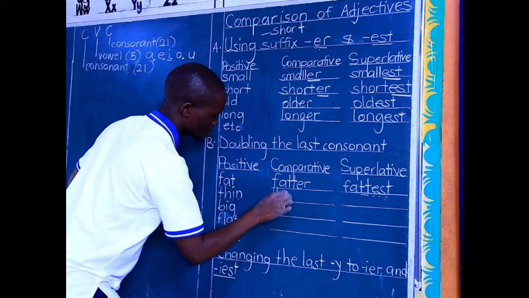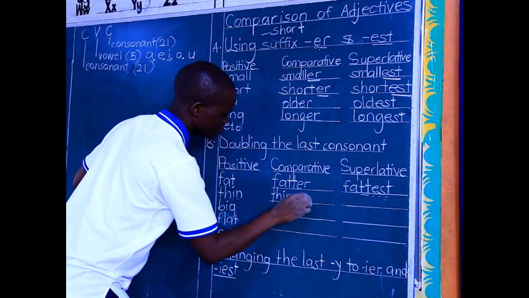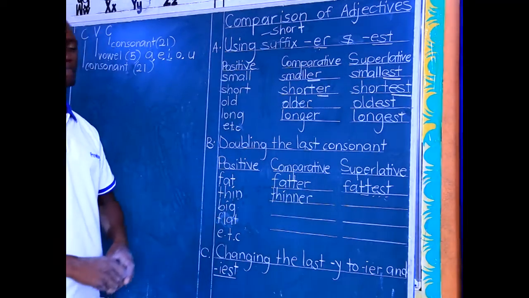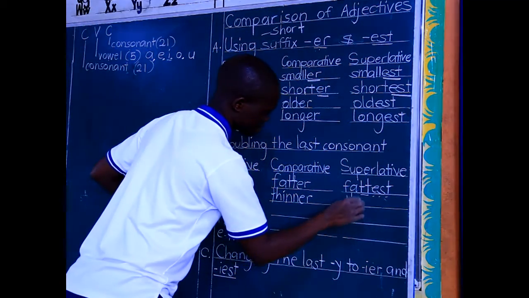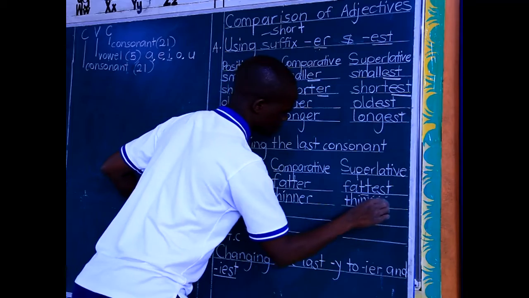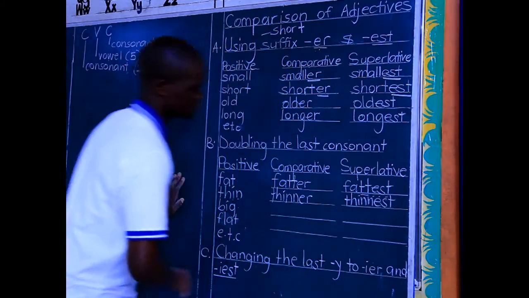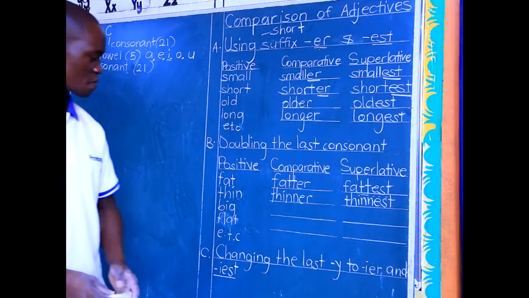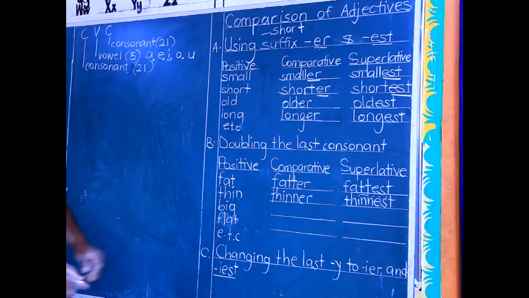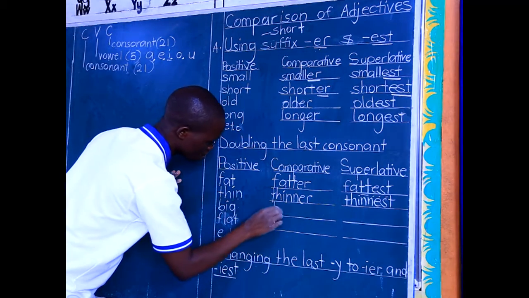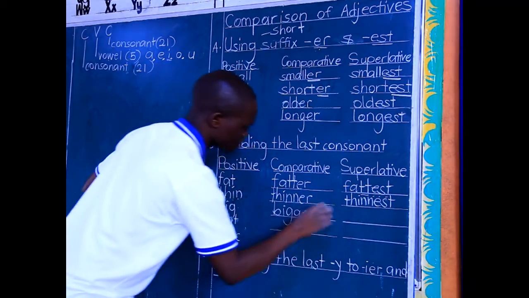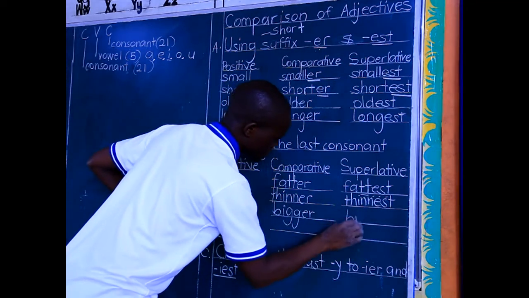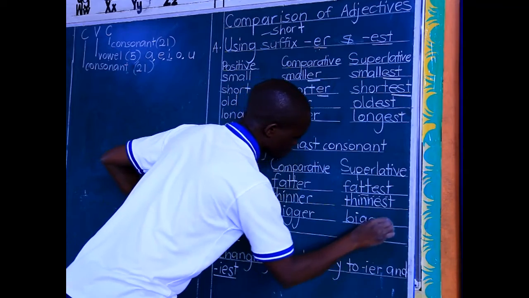T-H-I, double N before we add E-R, to come up with thinner. And lastly, thinnest. Double N-E-S-T. Thinnest is our superlative degree. Our next adjective is big, which changes to bigger. Follow the rule. Double G before you add ER. Then biggest. Double G before you add EST.